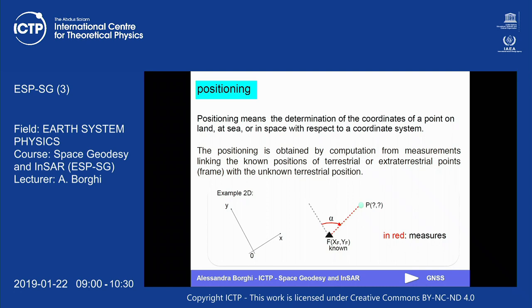What we don't know are the coordinates of this point. So we can obtain the coordinate of this point having this measure if we know the position of another point in this reference system. For instance, if we know the position of the point F, and we know its coordinate, and we measure this angle, for instance, this direction is along the north direction, and so on. We know all this direction. We can obtain the coordinates of the point P in this reference system. Is it clear?